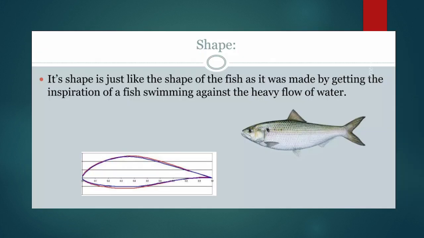Of course, the shape of this airfoil is the shape of a fish, as it was made by taking inspiration from a fish swimming against the heavy flow of water. Our aircraft will be moving in air, but a fish moves across the heavy flow of water. You can see here, this is the fish, and this is the structure of the airfoil which resembles the shape of the fish.